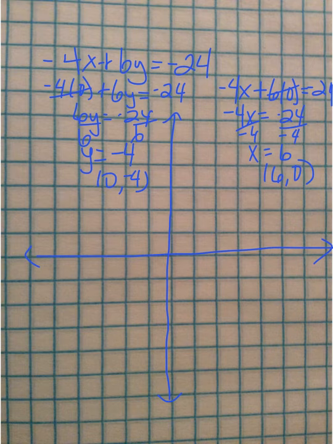Now if I plot these 2 points, 6, 0, and 0, negative 4, all I'm going to do is draw a line through those 2 points. And that is how you graph it when it's in standard form. So find your x-intercept by putting in 0 for y, find your y-intercept by putting in 0 for x, plot those 2 points, and draw a line through.